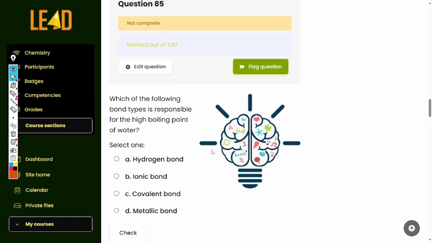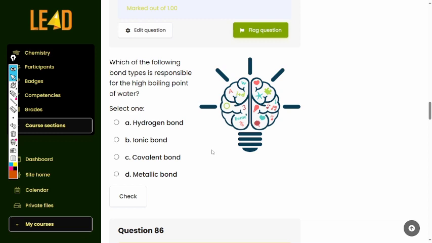85. Which of the following bond types is responsible for the high boiling point of water? The reason why water has a high boiling point is because it has hydrogen bond. It doesn't have ionic bond and doesn't have metallic bond. The covalent bond is between the hydrogen and oxygen atom. But when you boil water, the bond that breaks is the bond between one molecule of water and another molecule of water, and that bond is hydrogen bond.